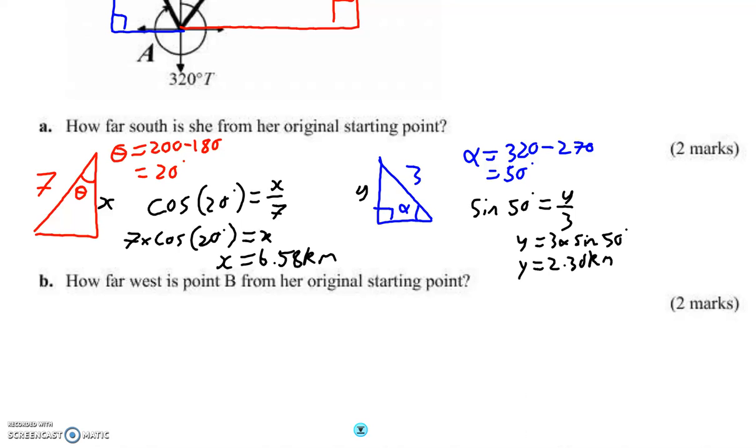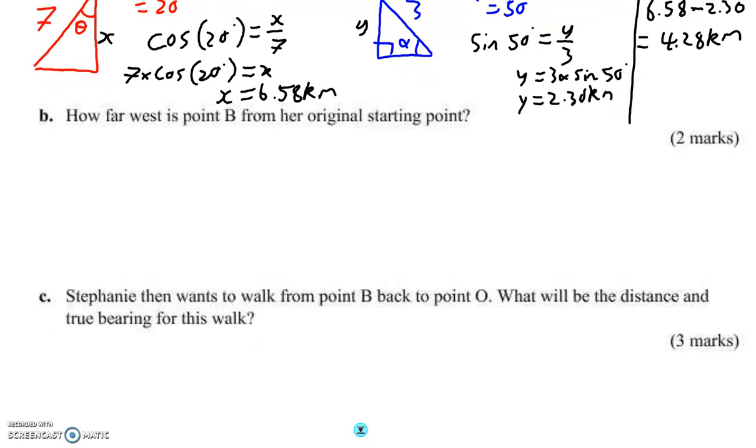The final thing we have to do is our subtraction to find the distance south. So we have 6.58 take away 2.30. And we end up with 4.28 kilometers. Remember, you're going to give a worded answer for this. Okay, worded answer.